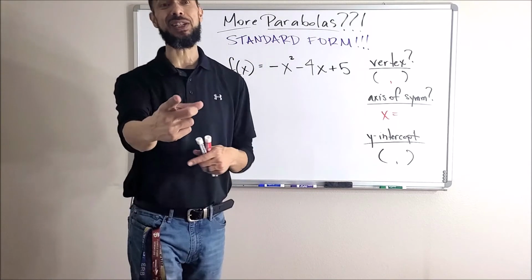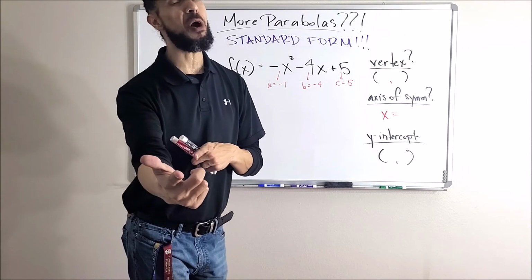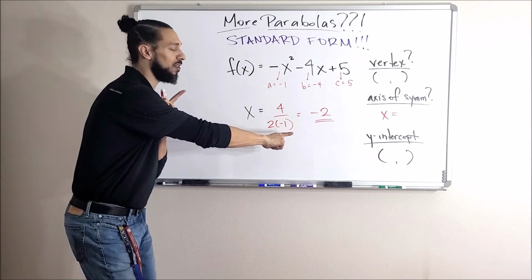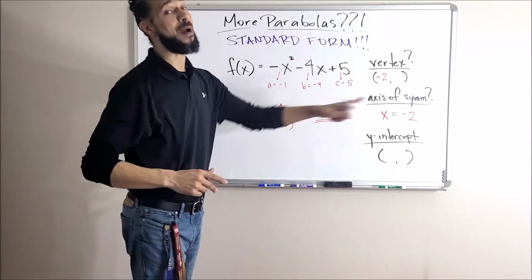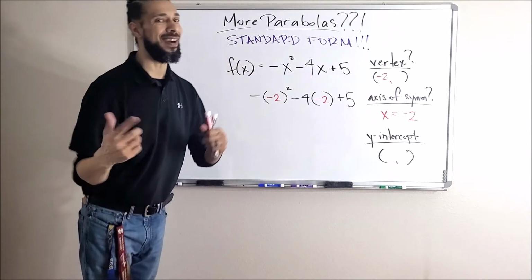Okay, good. First things first, a, b, and c. Good. Second thing second, negative b over 2a. B was negative, and negative makes positive. 4 divided by -2 is -2. Two things. Vertex value and axis of symmetry. Okay, now let's plug that back in. Good.